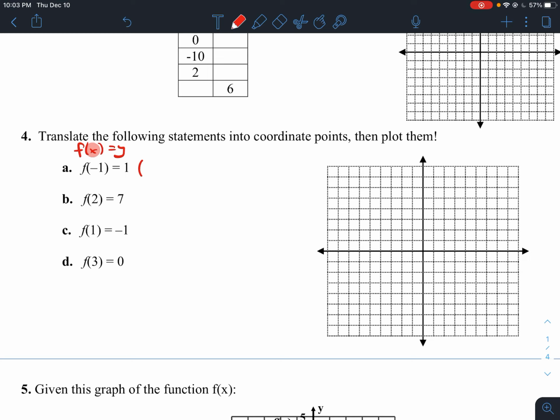So your coordinate pair for A is going to be negative 1, comma, positive 1. This is your x value. This is your y value. Your x value is always your input. And then, of course, if we were graphing this, we would just do negative 1, positive 1. We would end up right there.